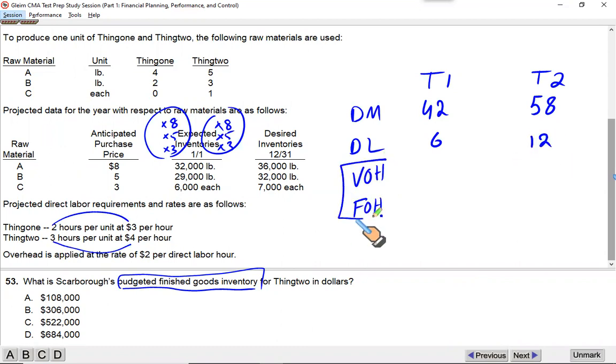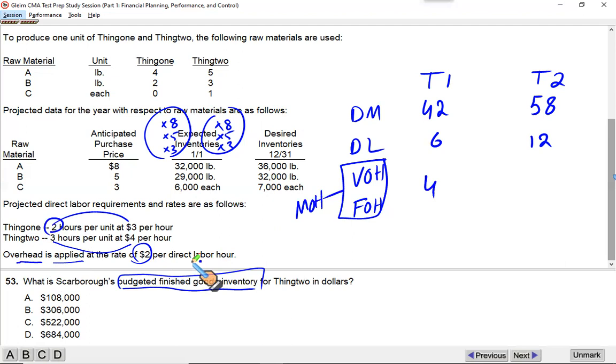Here he has given you variable and fixed overhead combined. That is the manufacturing overhead combined. It says overhead, variable and fixed, is applied at the rate of $2 per direct labor hour. Since thing 1 takes 2 labor hours, and the rate of overhead application is $2 per labor hour, 2 times 2, 4. This is how we apply overheads to production. The estimated rate is $2 per labor hour.